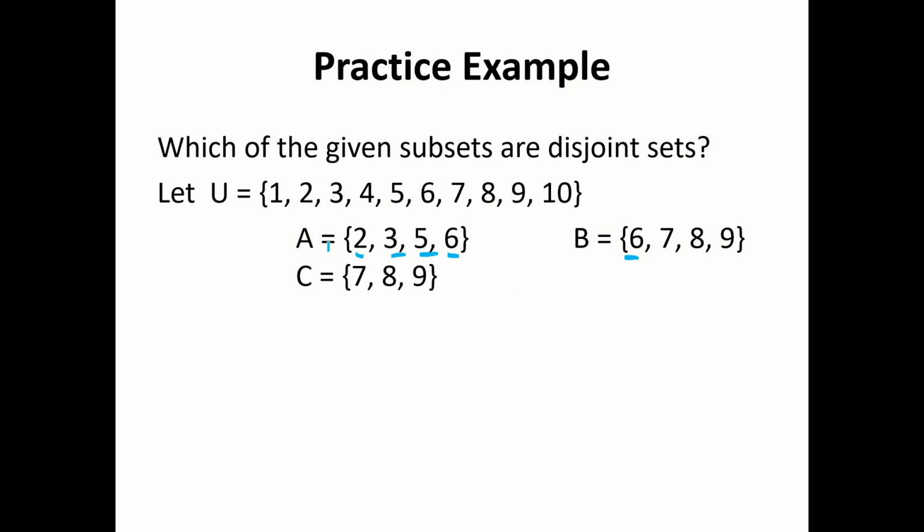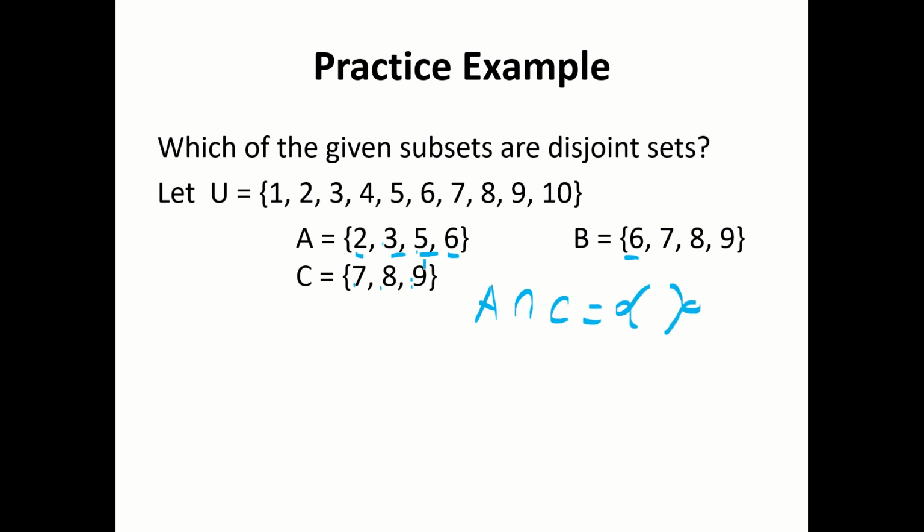How about A and C? No 2, no 3, no 5, no 6. Therefore, A and C are disjoint sets. So initially, we have A and C as an answer. Okay?